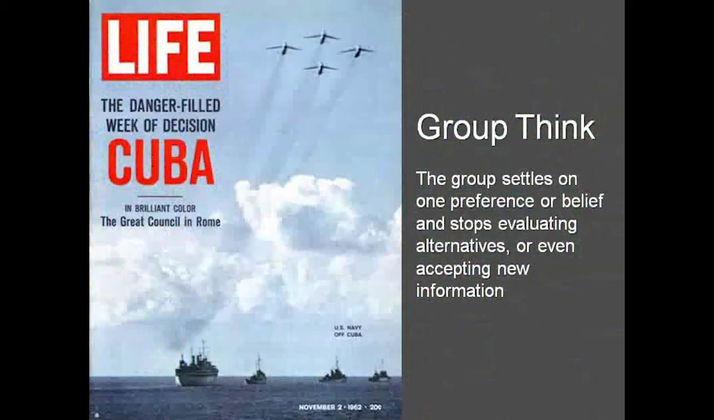So groups are prone to similar kinds of biases and tendencies as individuals, but in addition, there are some special concerns with groups. One of the tendencies that groups have that of course doesn't exist in individuals is what's called groupthink. The idea here is that the group settles on one preference or belief and stops evaluating other alternatives or even accepting new information. One of the most emblematic case studies of this, in fact, if you Google groupthink, you'll get the Bay of Pigs invasion as an example. And so it's held up as an example of groupthink.